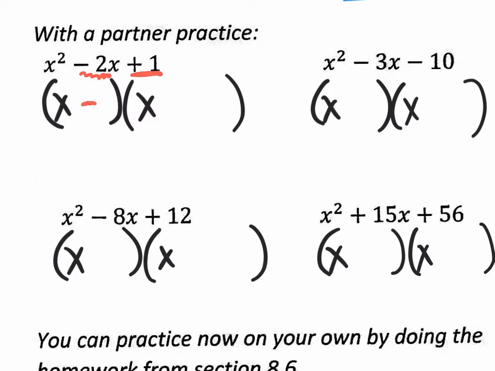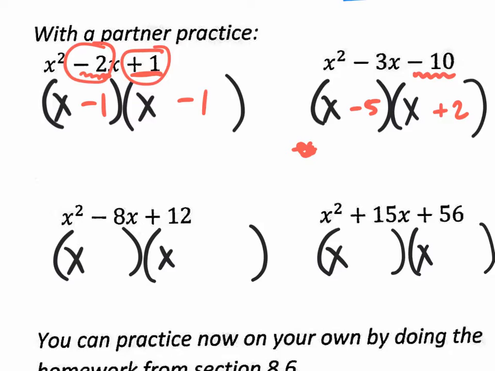So this first one, what times what is positive 1 that if you combine together is negative 2? That'll be a negative 1 times a negative 1. Negative 1 times negative 1 is positive 1. If you add them together, it really does give you that negative 2. So that's your factored form answer, x minus 1 times x minus 1. Let's look at this one. What times what is negative 10 that if you combine together is negative 3? What times what is negative 10? Negative 5 times 2. Okay, so negative 5 and positive 2, and we're done, right?